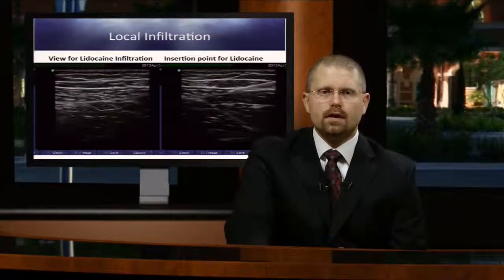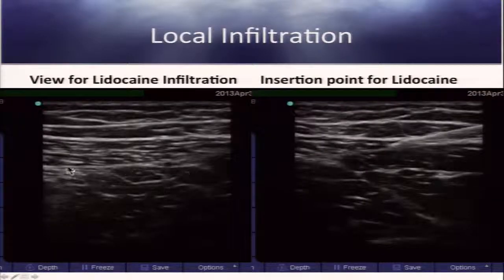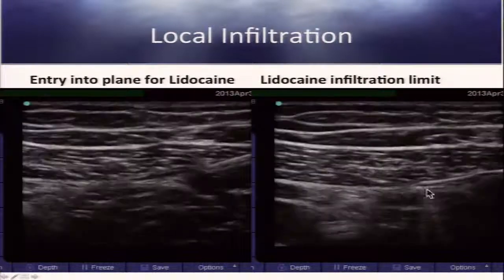The view for local infiltration at this point: your adductor canal, this is the corner of your adductor canal here. It actually extends beyond the screen here, and this is your sartorius muscle. You're going for the very edge of the sartorius muscle, and your insertion point for your lidocaine, this is a 25 gauge needle coming in. You come in, get the corner of the sartorius muscle, and begin to enter the plane between the sartorius and the vastus medialis. This is actually a neurovascular bundle and probably one of those penetrators we were looking at earlier.